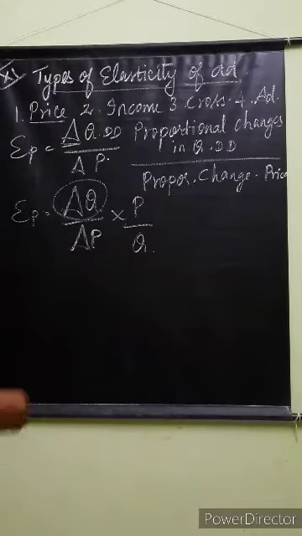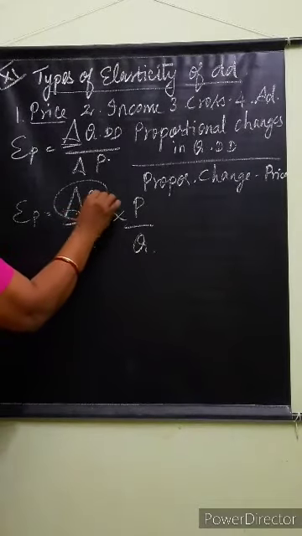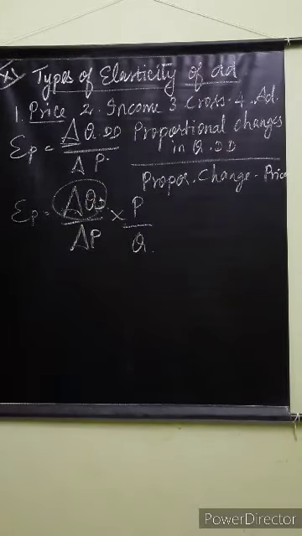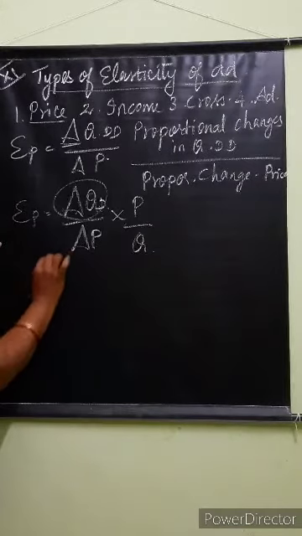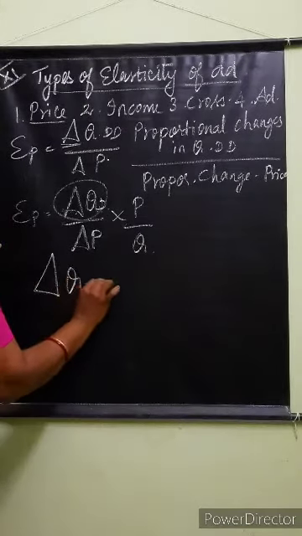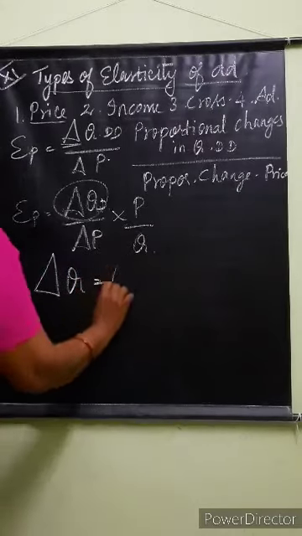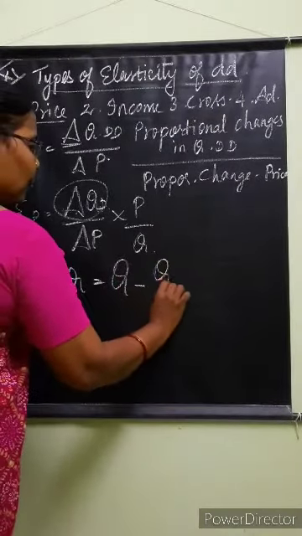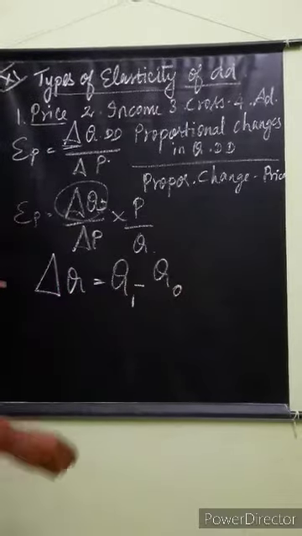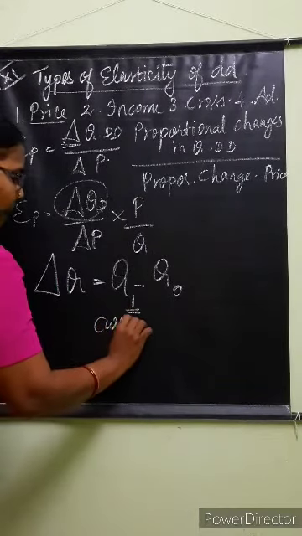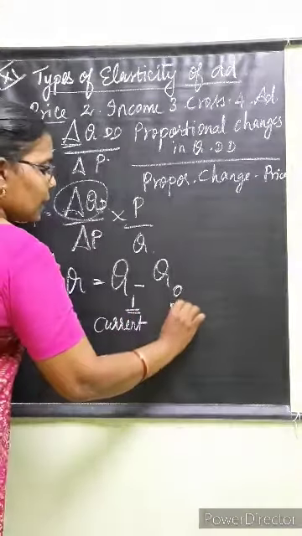So, if you want to calculate the changes of quantity demanded, what you have to do? You have to find out delta Q. How do we find the change in Q? Quantity demanded Q1 minus Q0. Here the 1 is current, and 0 is previous or base.